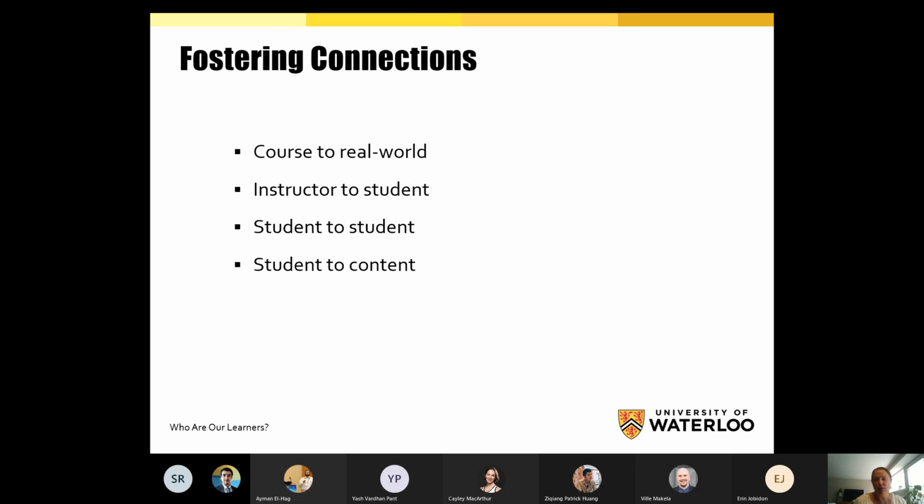Instructor-to-student connections are imperative as well for influencing what that student learning experience is like. This is not surprising, but it's really more important that we bear it in mind front and center now than ever before, because we're not always in the same physical space with our students. So consciously thinking that through is critical.